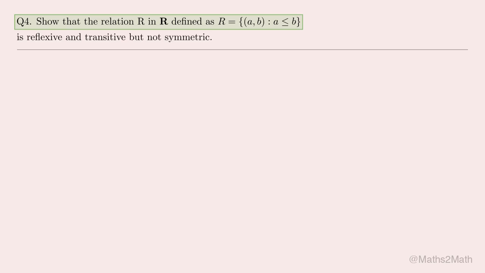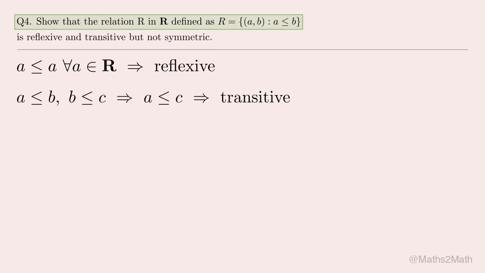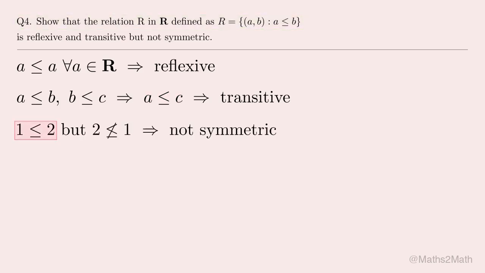Question 4. The relation on the reals relates a to b when a is less than or equal to b. We must show it is reflexive and transitive, but not symmetric. Every real number is less than or equal to itself, reflexive. If a is at most b and b is at most c, then a is at most c, transitive. But 1 is at most 2 while 2 is not at most 1, not symmetric.